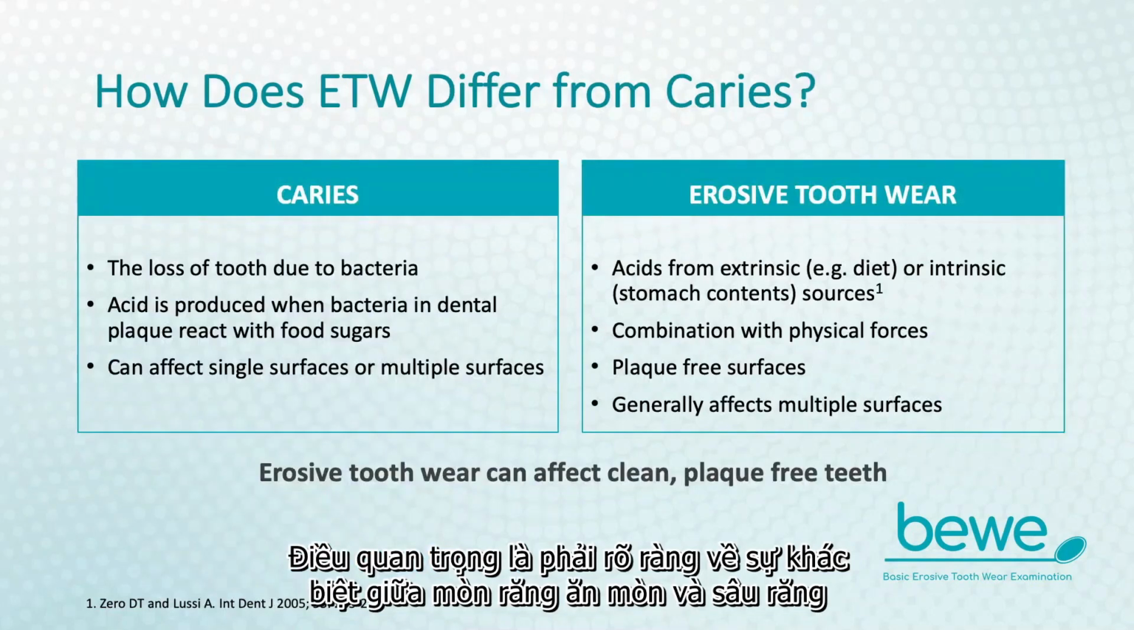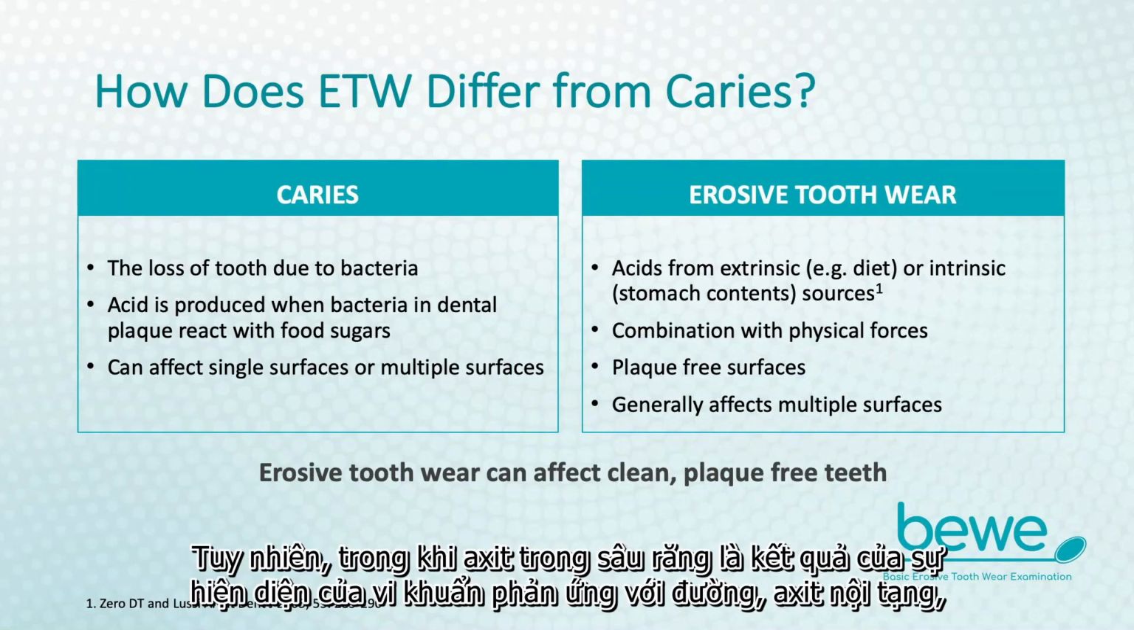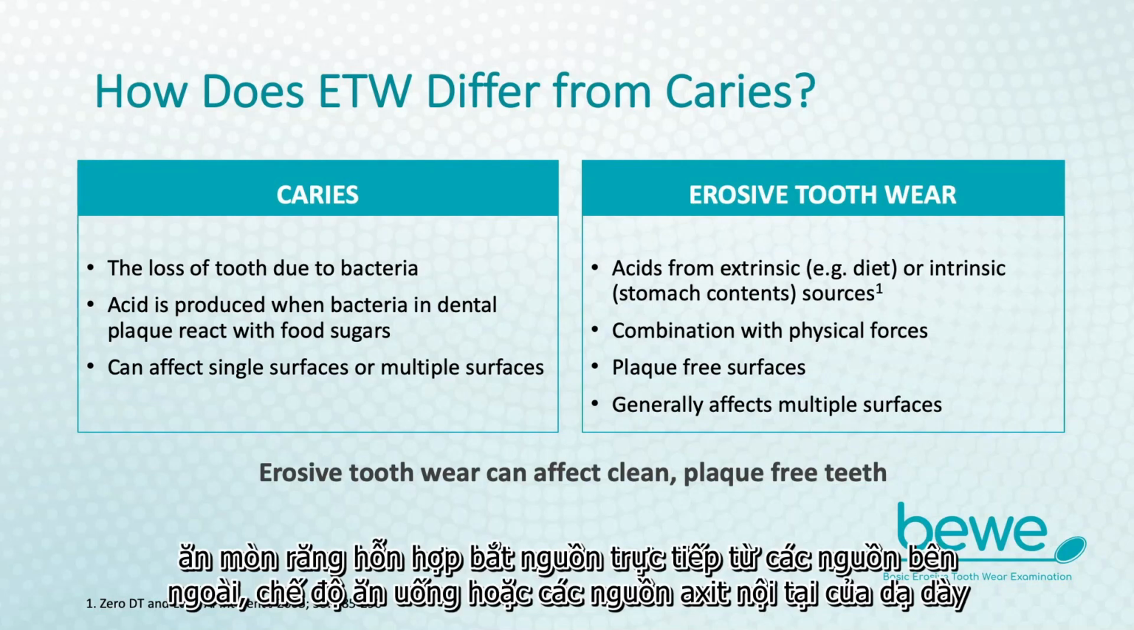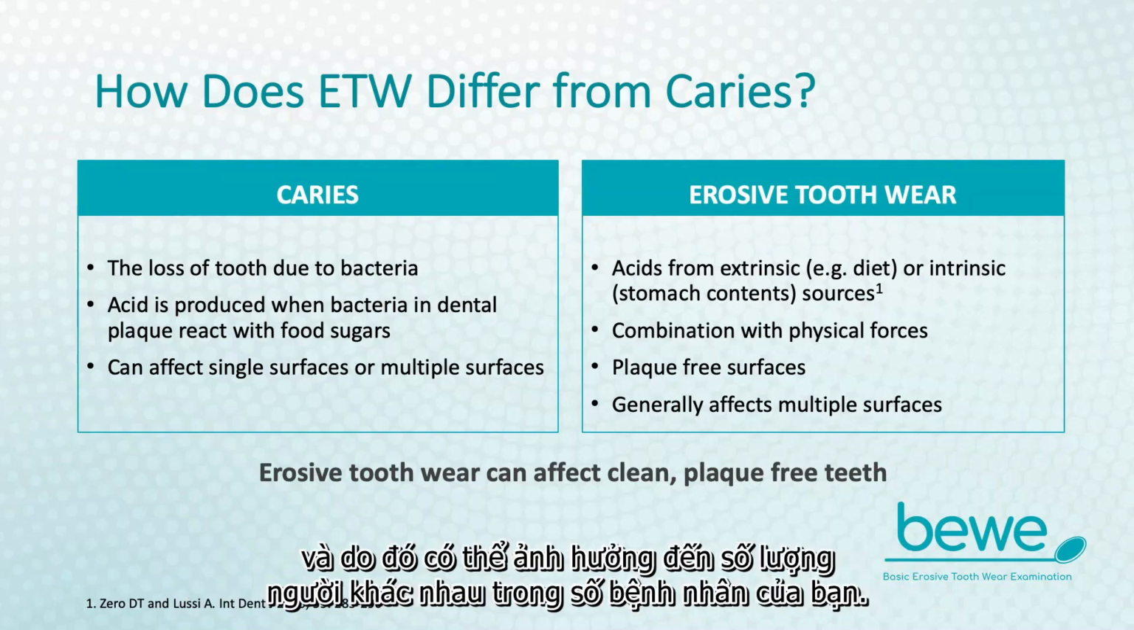It is important to be clear on the differences between erosive toothwear and caries. Both ultimately impact on dental hard tissues and both involve acids. However, whereas the acids in caries result from the presence of bacteria reacting with sugars, the acids for erosive toothwear are sourced directly from extrinsic sources, the diet, or intrinsic sources, the stomach contents. For you clinically, it's important to remember that erosive toothwear typically affects clean, plaque-free teeth, and as such may therefore impact different members of your patient population.